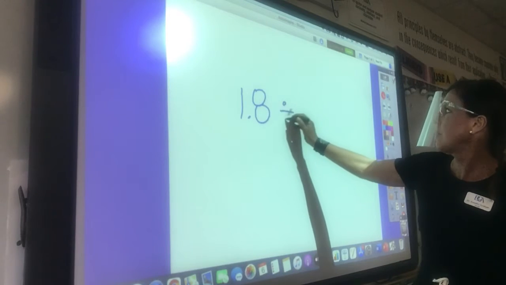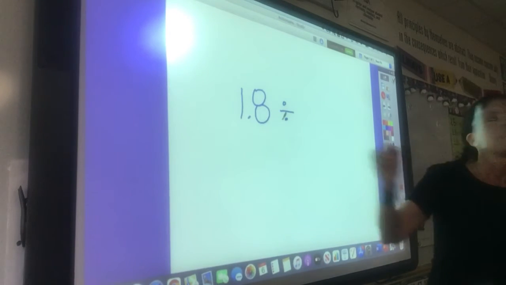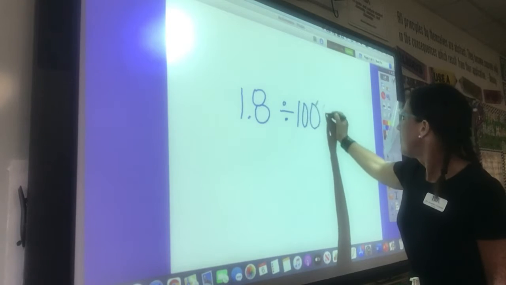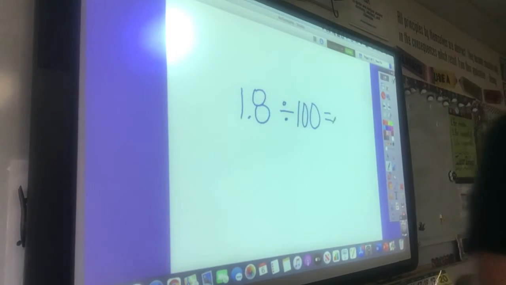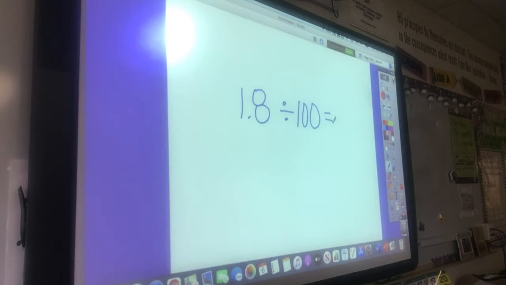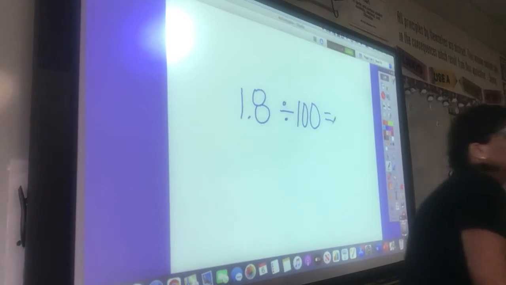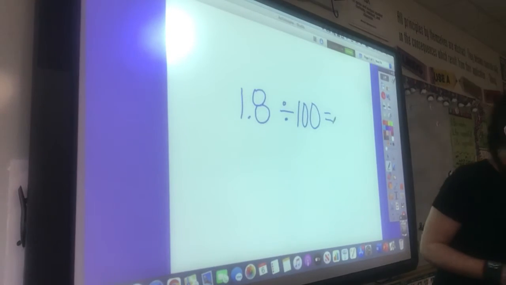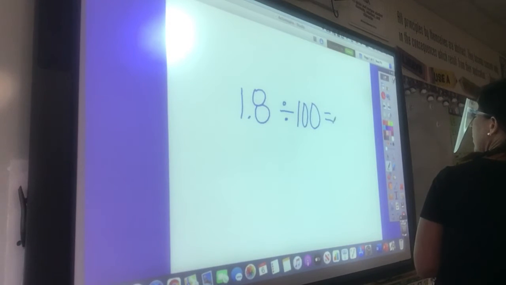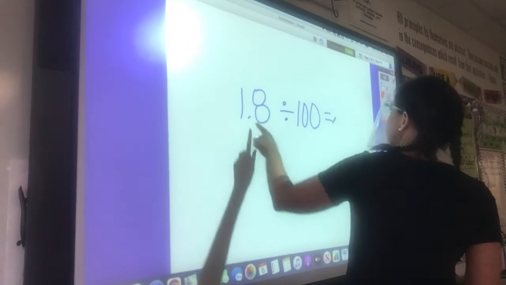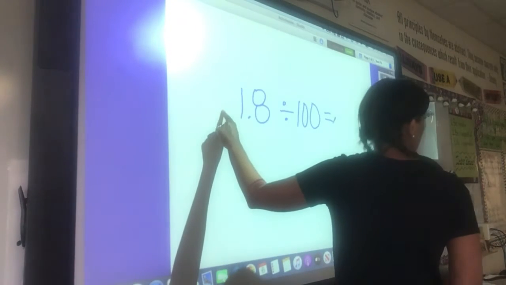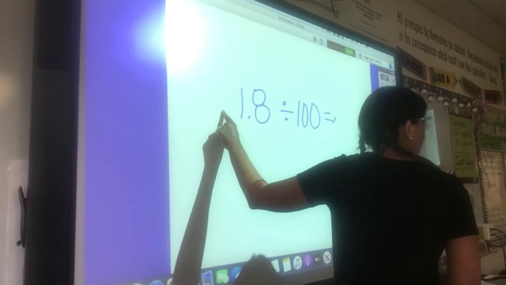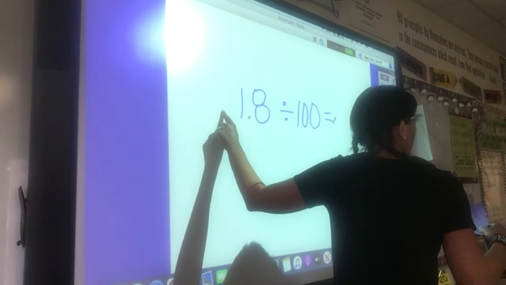All right, so let's do 1.8 divided by 100. Okay, so what if we have 1.8 and we divide it by 100? What would we get? 1.8 divided by 100. Hunter. There's 2 zeros, so you're going 1, 2. So 0.18 or just .18.